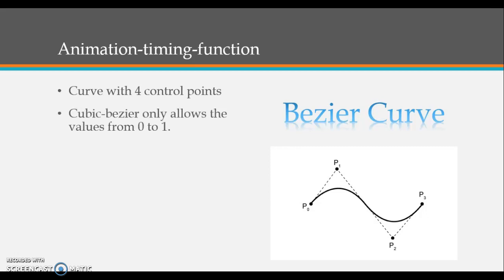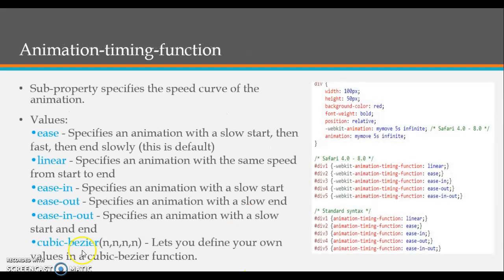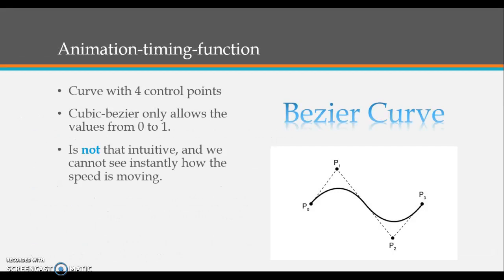One of the characteristics first is that the cubic bezier only allows values from 0 to 1. And they will be displayed in this format: cubic-bezier, parentheses, and the different values that will be within. Again, these will go from 0 to 1, whatever it is that we wanted to show.